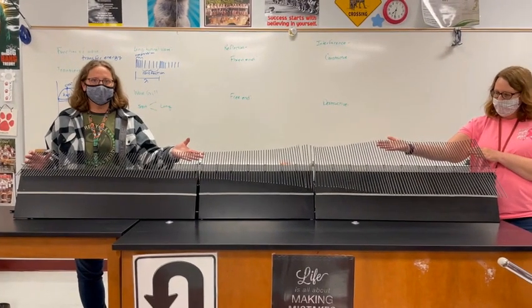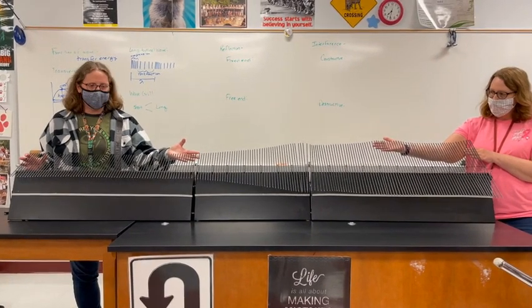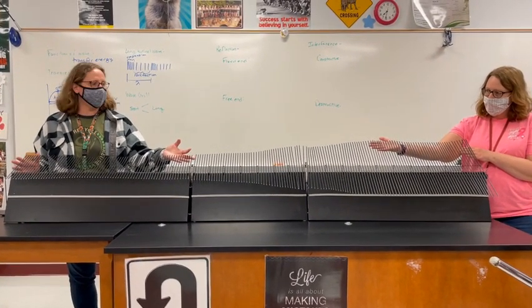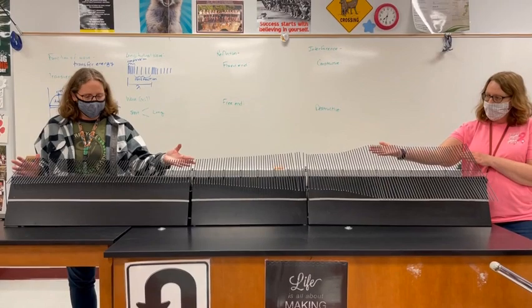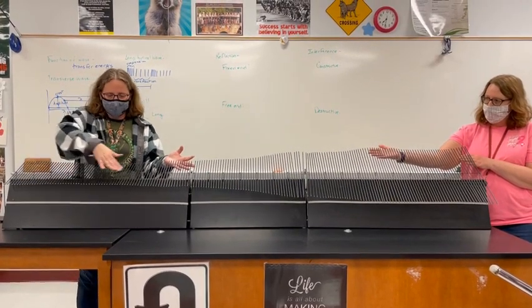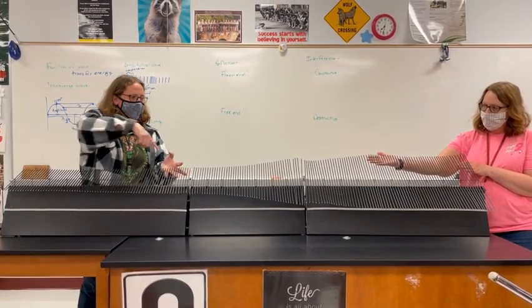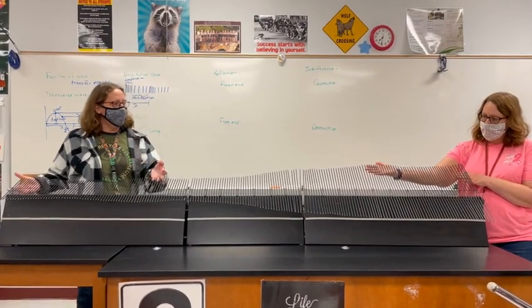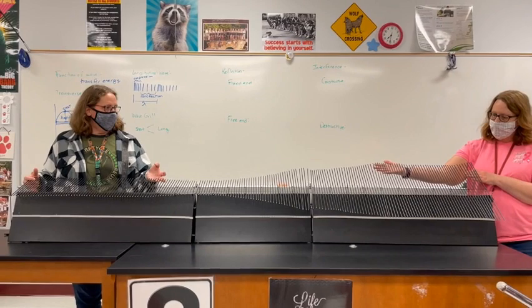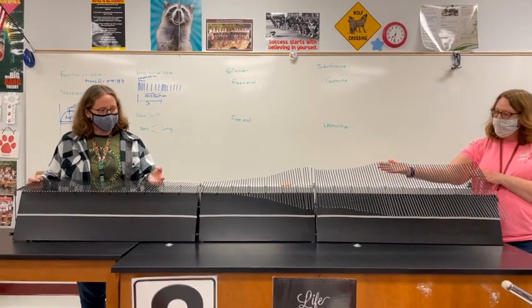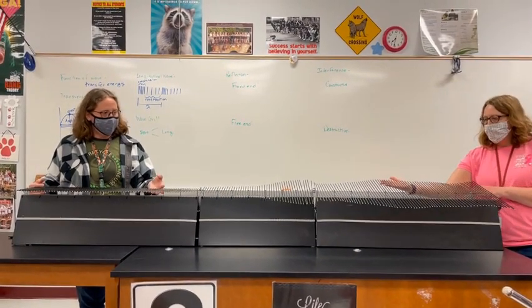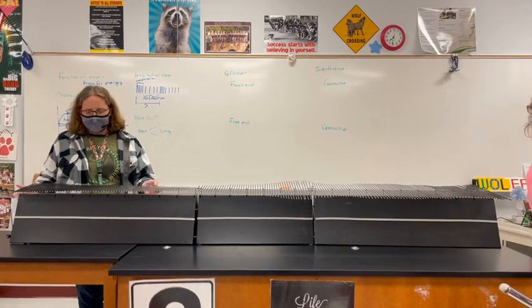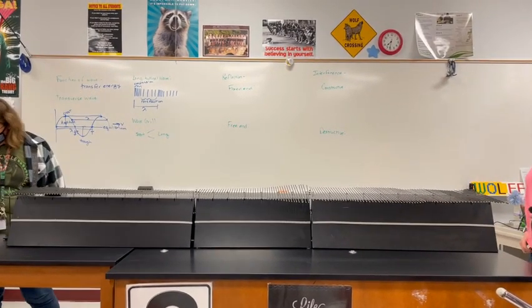Okay, so what we have here is a wave grill, and we're going to use this to demonstrate reflection and interference. What I want you to notice is that the short bars are here. We have a transition piece that goes from short to long, and on the right side we have the longer bars. So now we're going to set them flat and give them a second to rest.